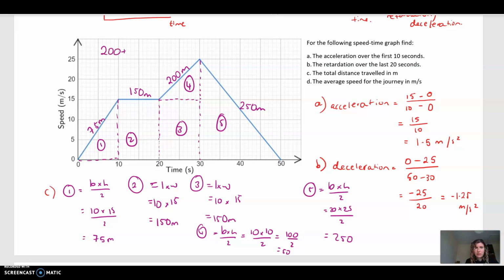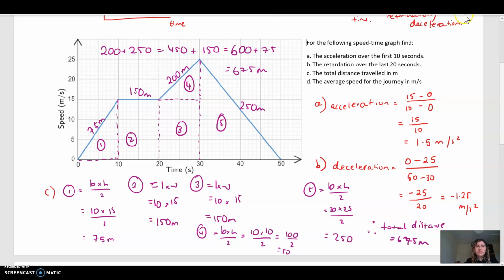So 200 plus 250 equals 450, plus another 150, well, plus 50 is 500, plus another 100 is 600, plus another 75. So that's 675 meters altogether. So I'm going to write here, total distance equals 675 meters. All right, now last thing is the average speed.